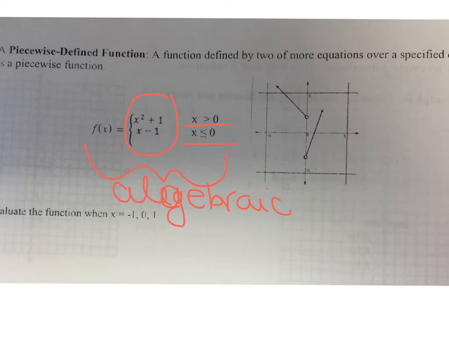This over here is a graphical representation, or a graph. And then it says evaluate the function when x equals -1, 0, and 1. So we have two different functions. We have this red one that's the algebraic version and a green one that is the graphical version. So we're going to do each one.